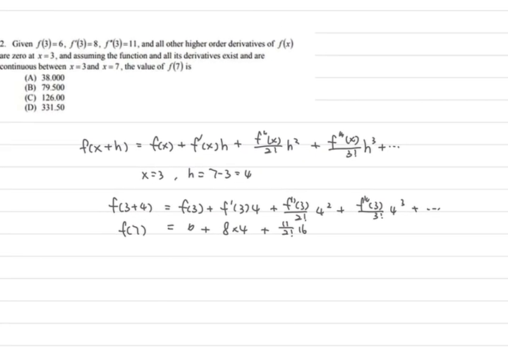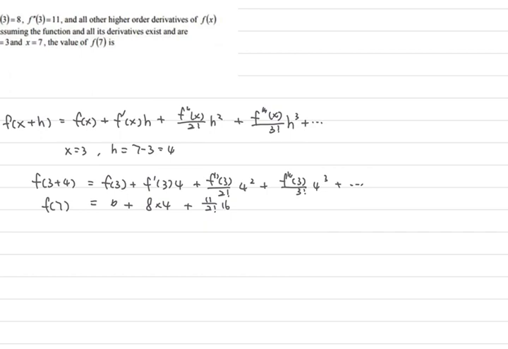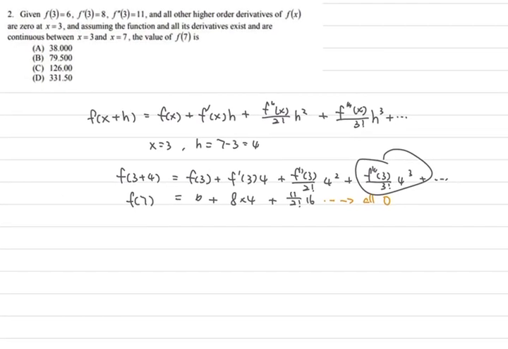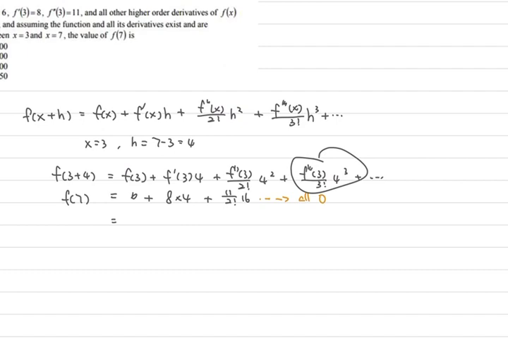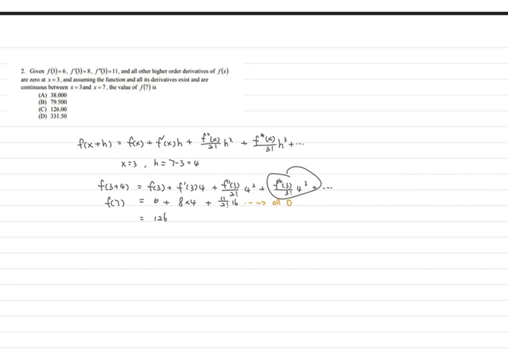And since all other higher order derivatives of f(x) are 0 at x equals 3, we don't need to calculate them. Those are all 0. And then we just add them together, which is 126. So it is very easy.